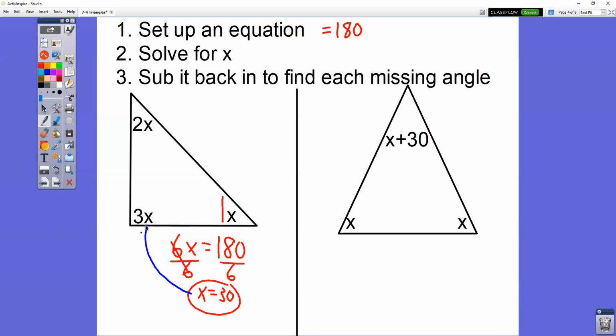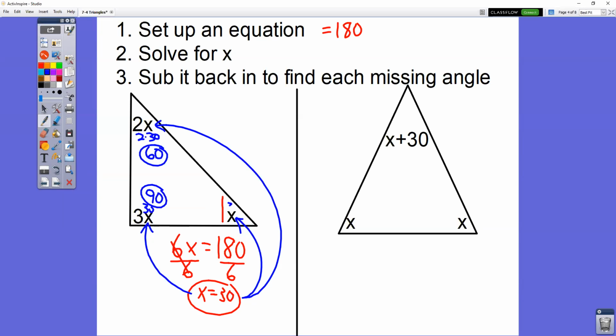Take that 30, just like we did with parallel lines, complementary, supplementary, and vertical angles. We need to take that x value and sub it back in. Instead of 2 times x, we have 2 times 30, which is 60. Instead of 3 times x, we have 3 times 30, which is 90. Instead of 1 times x, we have 1 times 30, which is 30. So our three answers are 30, 60, and 90. Always make sure that your answer makes sense. 60 plus 30 is 90. 90 plus 90 does give us our 180, which is what we want.